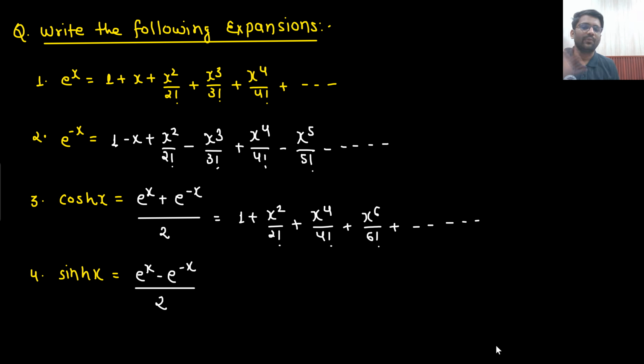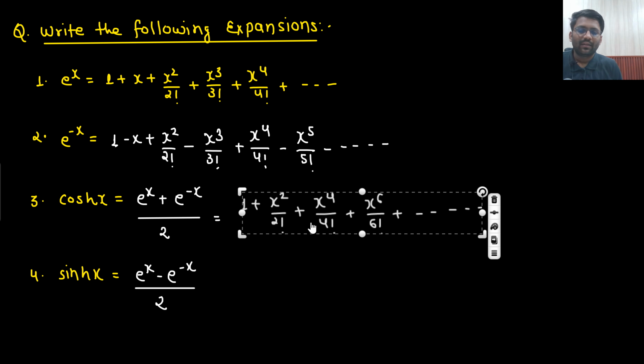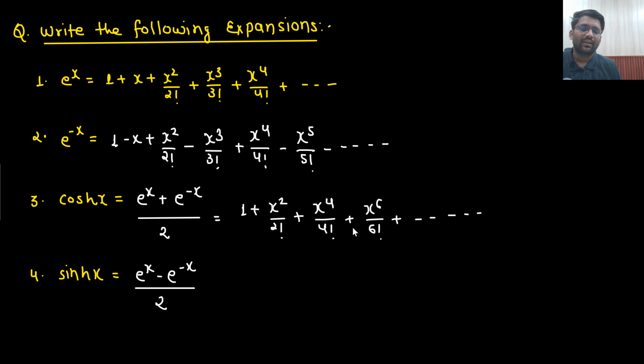Do you need to mug it up? No, we will not mug it up. It's just that we will have the method in our mind. What does the method say? The method says only one thing: that sir, e to the power x you write down, e to the power minus x you write down. Cos hyperbolic x is nothing but e to the power x plus e to the power minus x divided by 2.